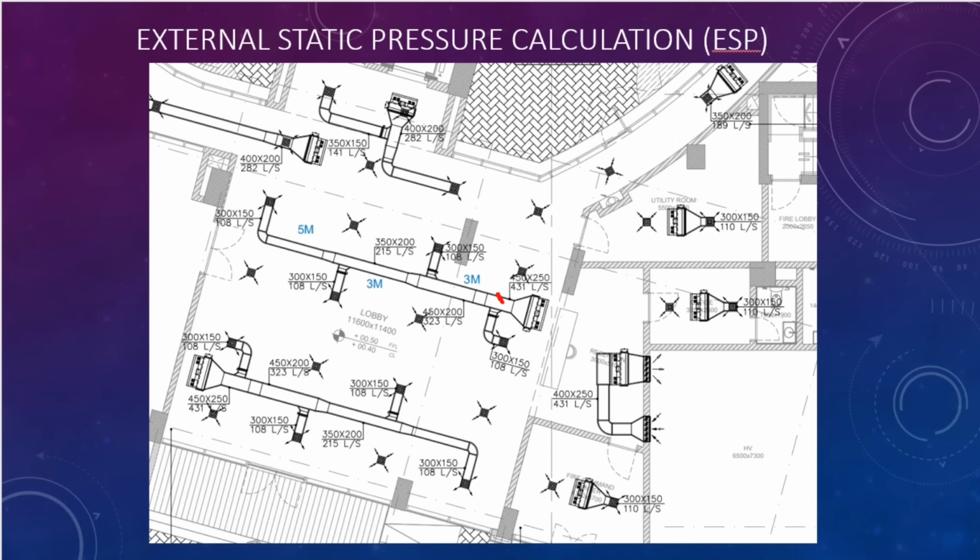Now we have completed this straight duct and this straight duct also, and we have two more straight ducts, that is at this point at 3 meter and this point it is 5 meter. So first we'll finish the straight duct, then we will see one by one volume control damper, fittings and everything.